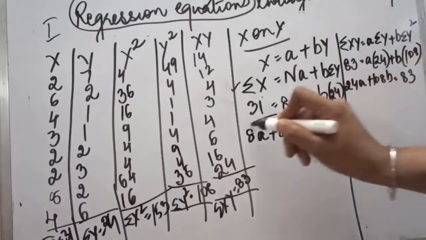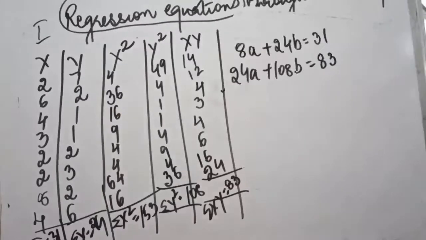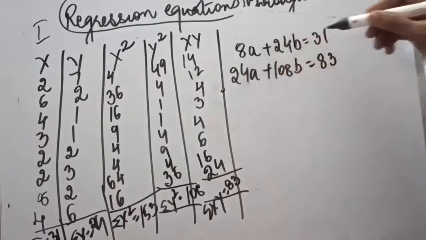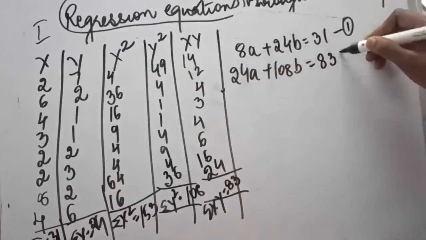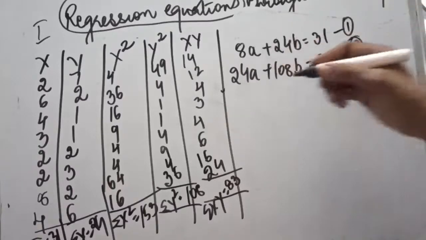Now we have got these two equations. With the help of these two equations we will be calculating the values of a and b. So let's note down these two equations first. These are the two equations. Now we will just solve these two equations by equating. What we can do is multiply the first equation with 3 and then deduct it from the second equation. So I am multiplying the first equation with 3.